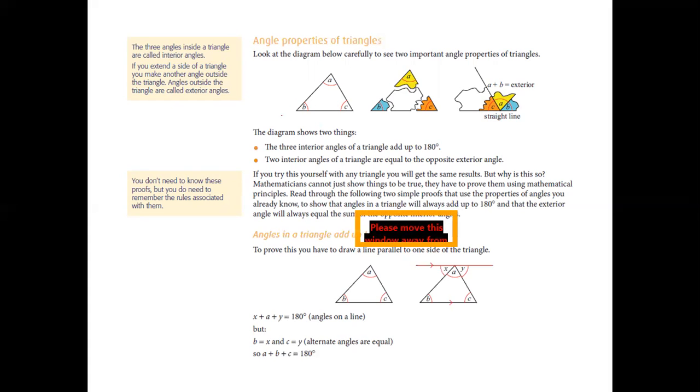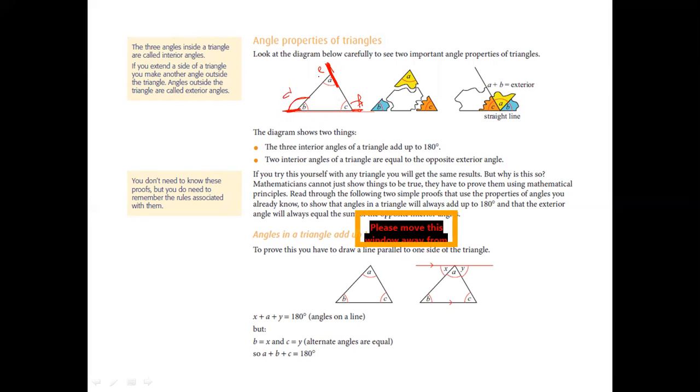For example, what is the exterior of B? Yes, this angle is exterior of B. For example, D. What is the exterior of A? For example, E. What is the exterior of C? For example, F. Yes. When you extend the line and get just a straight line, you get the other exterior angle.